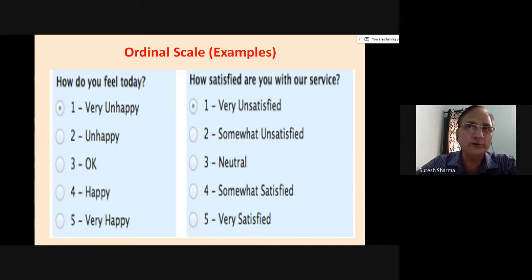How satisfied are you with our services? At the end of the entire workshop, you will be given some feedback pro forma in which you will be given some questions, very unsatisfied to very satisfied. That means from the lowest to the highest, the idea here is you can arrange the categories in order.